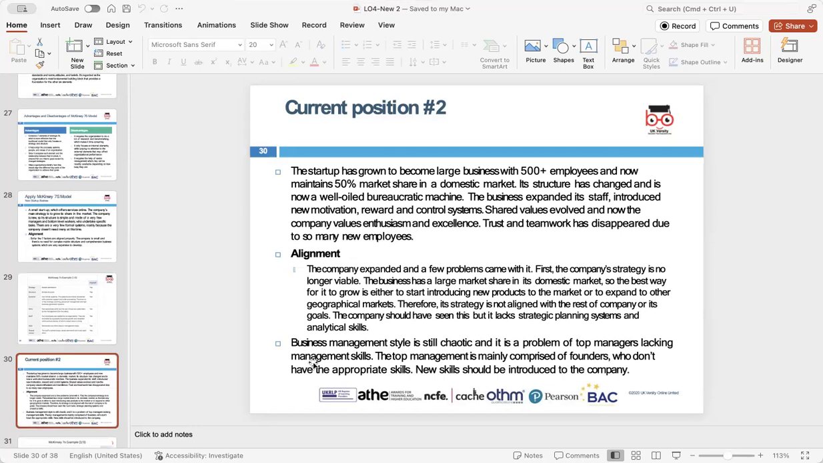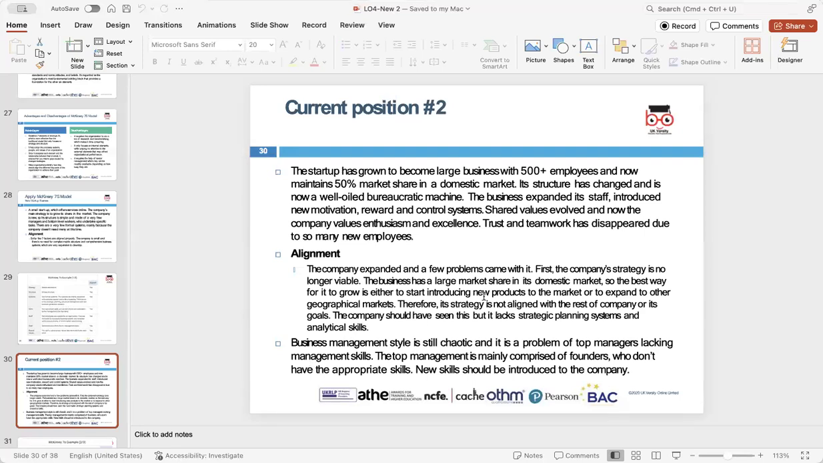The company's structure has shifted to a bureaucratic model, and it has expanded its staff and introduced new motivation, reward, and control systems. Shared values have also evolved to emphasize enthusiasm and excellence. But there is a lack of trust and teamwork due to the increase in employees. So with this growth, several misalignments have emerged.